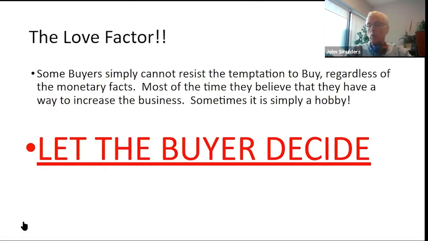Now, what do some buyers do? Without any question at all, some buyers buy businesses because they love it, okay? It's called the love factor. And guess what? That happens in residential as well. No matter how crazy your residential buyer is, the love factor sometimes kicks in, you guys. They can't resist the temptation to buy regardless of the monetary facts. Most of the time in a commercial setting, they feel they can increase the value of the business.